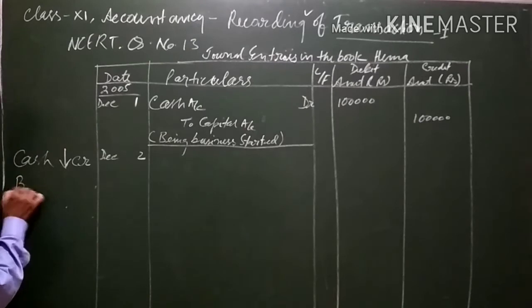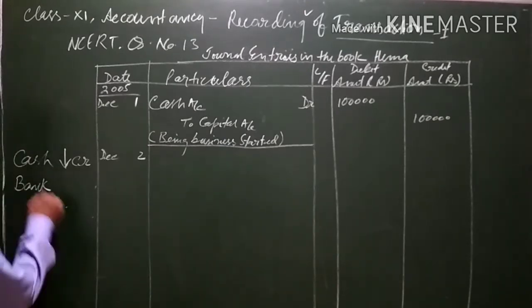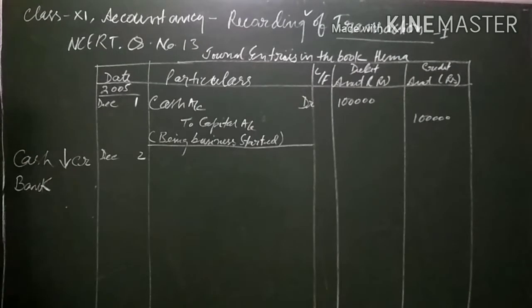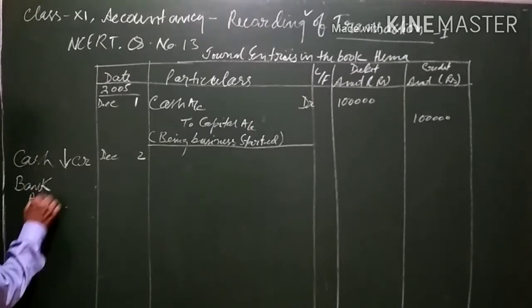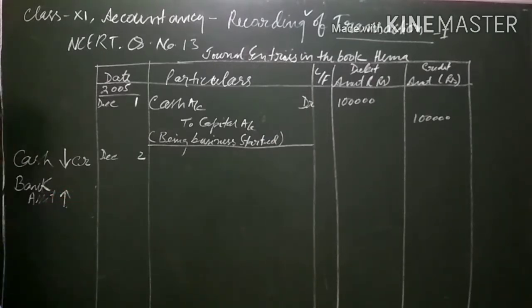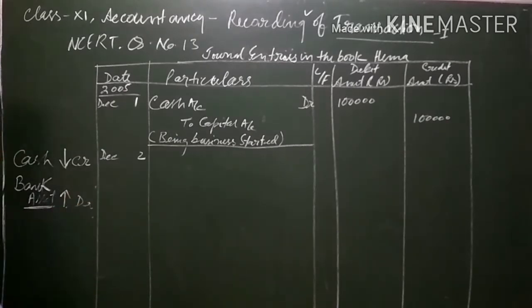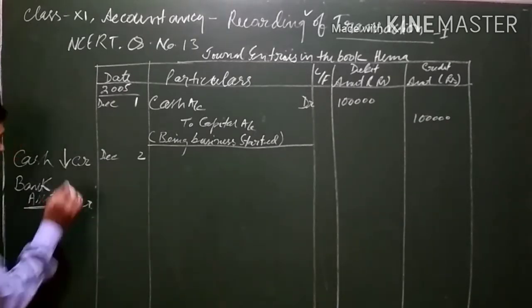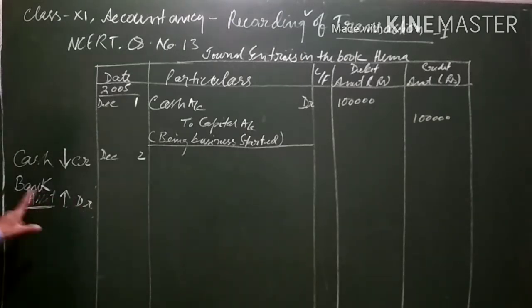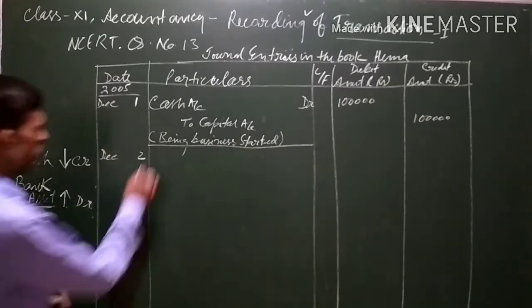Now, you have opened a bank account, so a new account will come into being, that is the bank account. This bank account is again an asset for us. In the bank our balance will increase. When bank balance increases, since the asset is increasing, for increase in asset it is to be debited. So in this entry, bank account will be debited because there is an increase in bank balance, and bank balance is an asset for us.